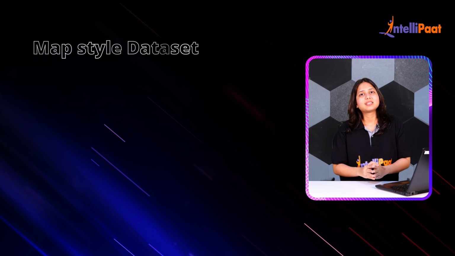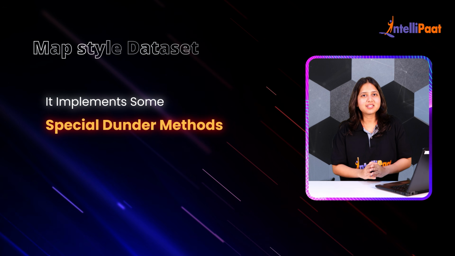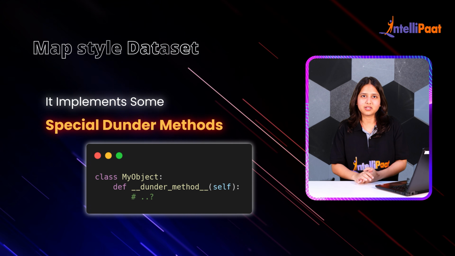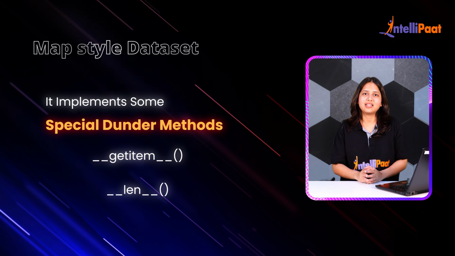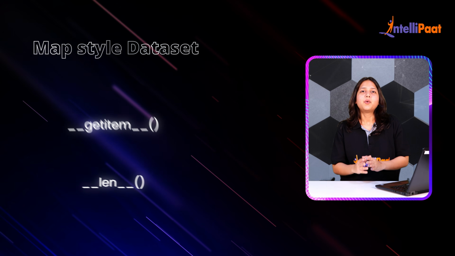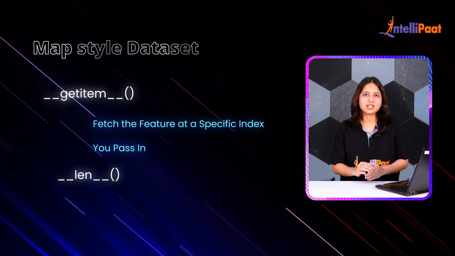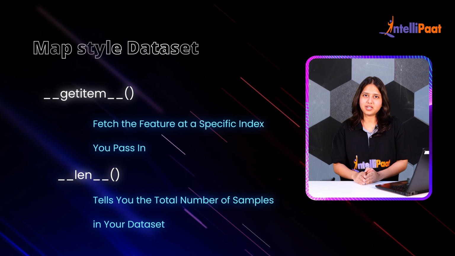What's cool about this is that it implements some special dunder methods. Now, what are dunder methods? Those are basically methods that start and end with double underscores. The two key dunder methods here are __getitem__ and __len__. So what do these methods do? Well, __getitem__ is used to fetch the features at a specific index you pass in, and __len__ simply tells you the total number of samples in your dataset. Let us see this in our Jupyter notebook.